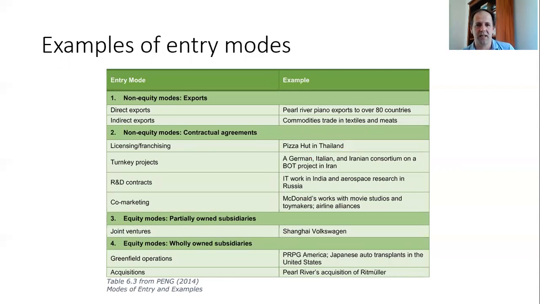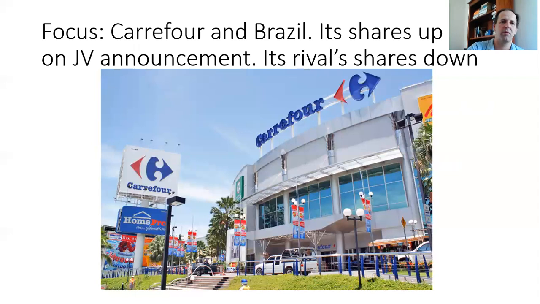Some examples of, say, contractual agreements are licensing, franchising. Pizza Hut in Thailand, for example, expanded that way. Also co-marketing, IT work in India, and aerospace research in Russia involved R&D contracts. Greenfield operations, for example, include Japanese companies in the United States. Acquisitions are also part of this equity type of entry mode. For example, Pearl River's acquisition of Rittmiller in Europe.